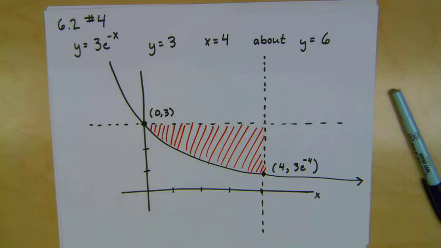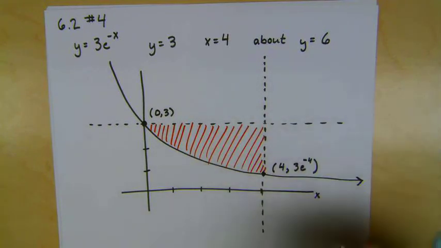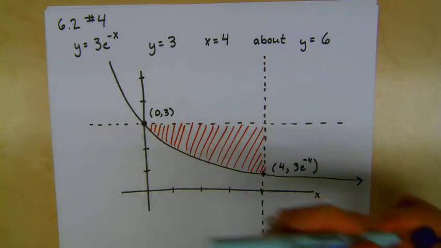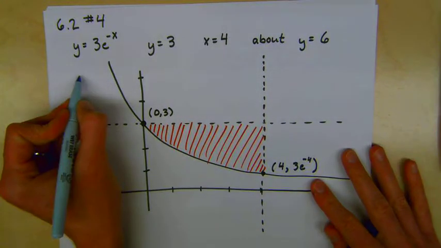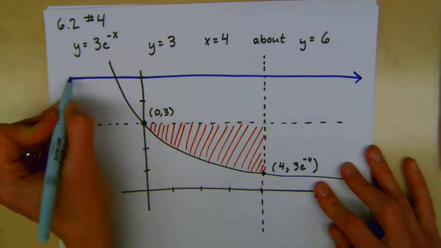So we've drawn our region, but we haven't taken care of the fact that we're rotating it around the axis y equals 6. Now the axis y equals 6 is way up here, right? This is, maybe I'll draw this in blue. So this is the line that we're rotating around.